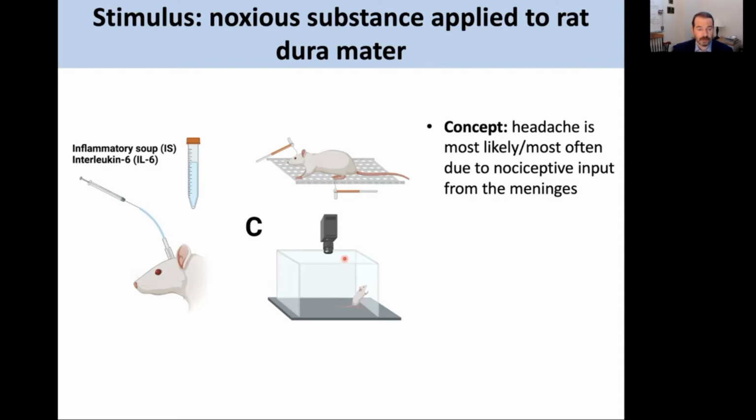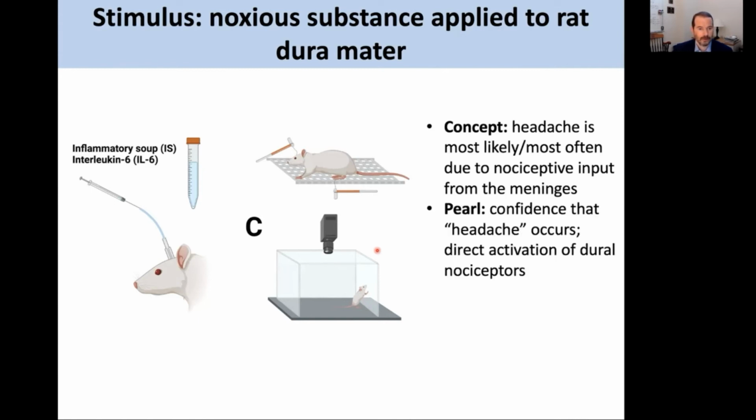And the concept is that headache is most likely or most often due to nociceptive input from the meninges. And this is something that has been known for many years and is the most likely cause of the actual headache phase of a migraine. And so the pearl is that there is confidence that headache actually occurs here because you are directly activating nociceptors that innervate the meninges by injecting a noxious stimulus directly onto the meninges. So your confidence in the fact that a headache is present is fairly high.